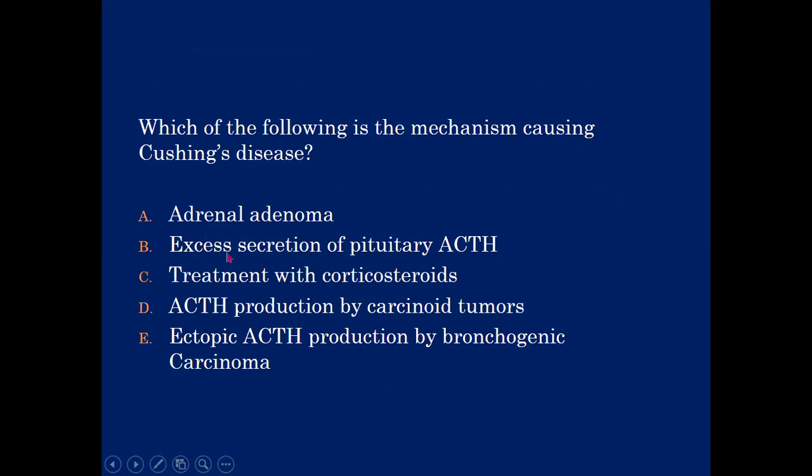The last one we will discuss, a simple question: which of the following is the mechanism causing Cushing disease? Adrenal diseases, meaning from the pituitary. Adrenal adenoma, that is not Cushing disease. Excess secretion of the pituitary ACTH. Then treatment with the corticoid, this is exogenous. ACTH production by the carcinoid, then it is ectopic. Then ectopic ACTH from bronchogenic carcinoma. These are not the option. The option will be excess secretion of the pituitary ACTH.